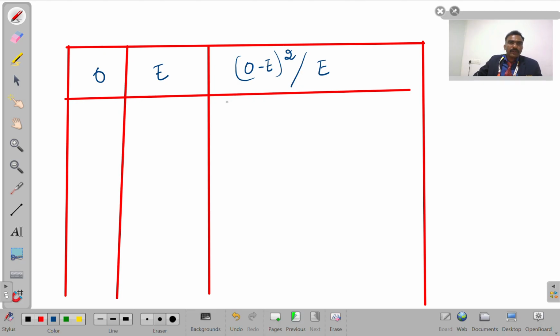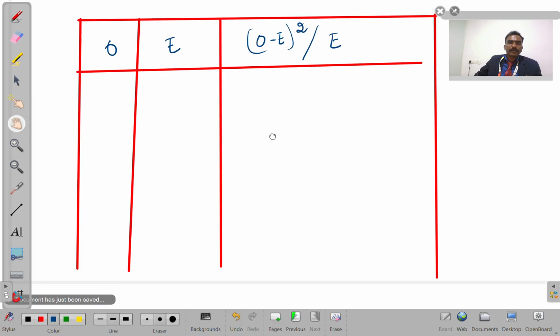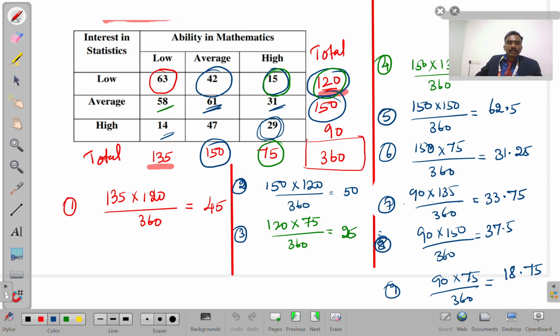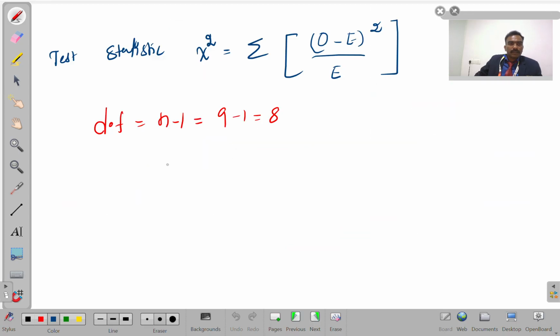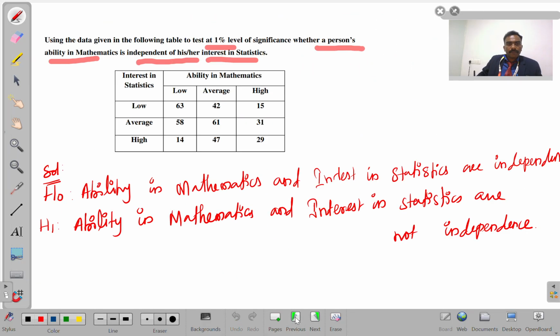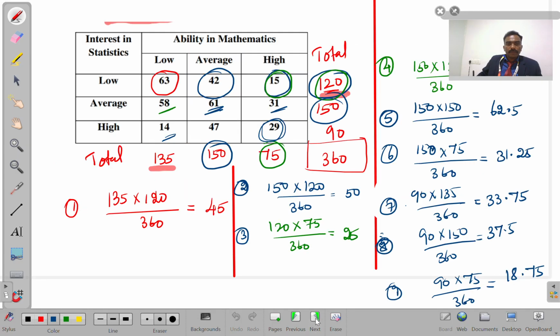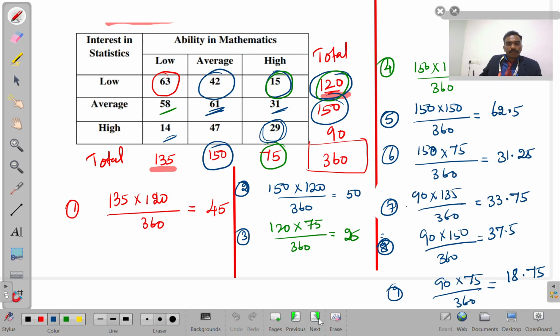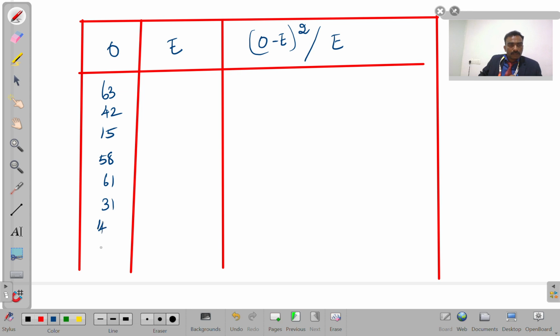Here the observed frequencies are given in the problem: 63, 42, 15, 58, 61, 31, 14, 47, and finally 29.